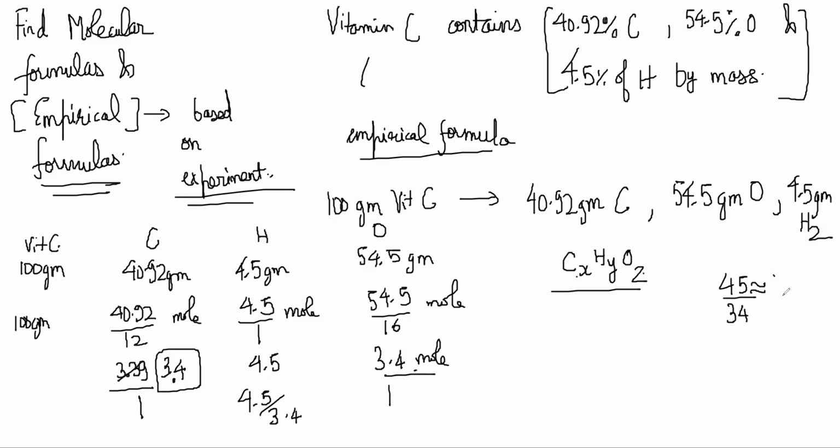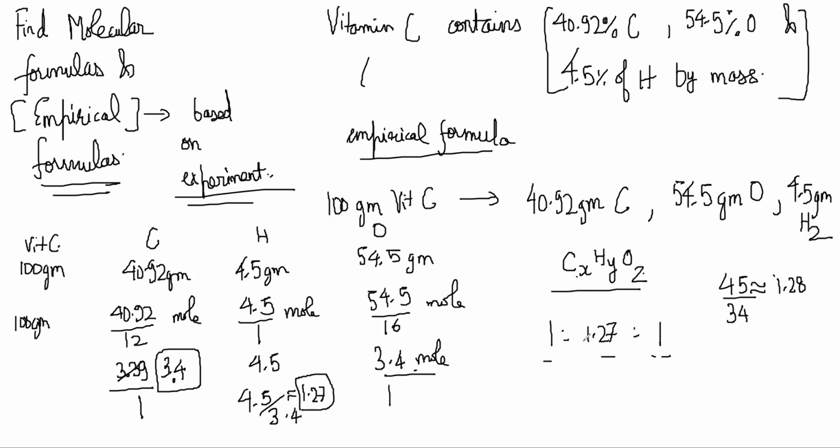9 by 7 is 1.26, 1.28 almost. So, 1.27, I will say 1.27. So 1 is to 1.27 is to 1 is the mole ratio, right? Correct. So what we want is to have integers. You cannot have 1.27 atoms of H, right? So you want to multiply it with such a number that all of them become integers, right? All of them should be integers.